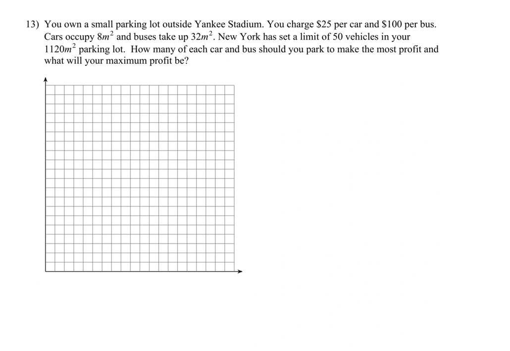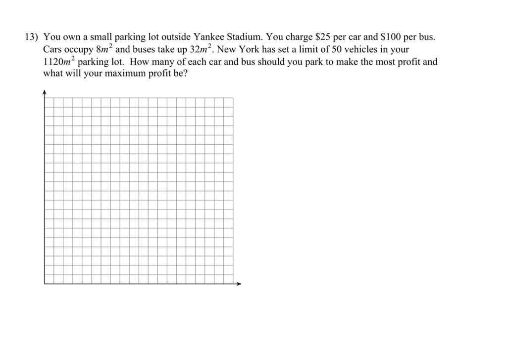We are trying to maximize profit. And so the first thing we are going to do is look for anything that has to do with profit. So we'll go back through here and say, all right, I see something that has to do with profit. I charge $25 per car and $100 per bus. My profit equation also gives me my variables. And so I am going to apply a variable to each of those. I'm going to say X is for my car. Y is for the bus. And then I'm going to write a profit equation based on those two variables. 25 per car, well, that's 25X.